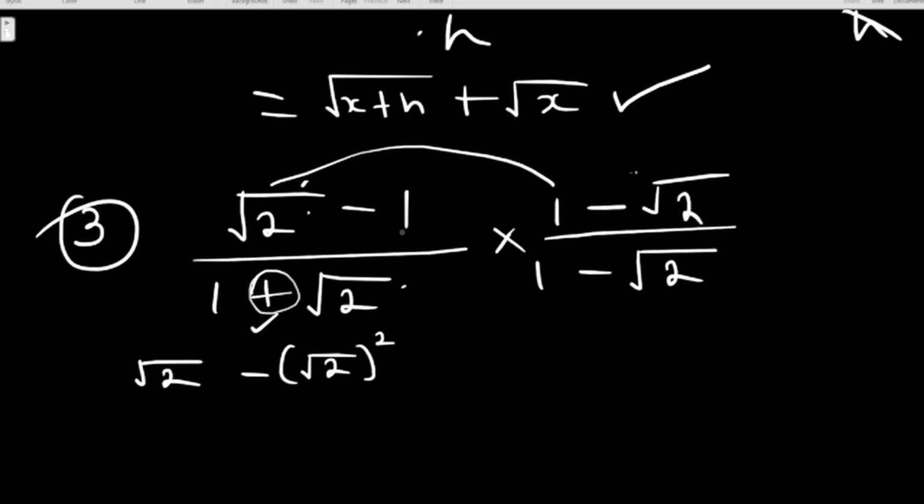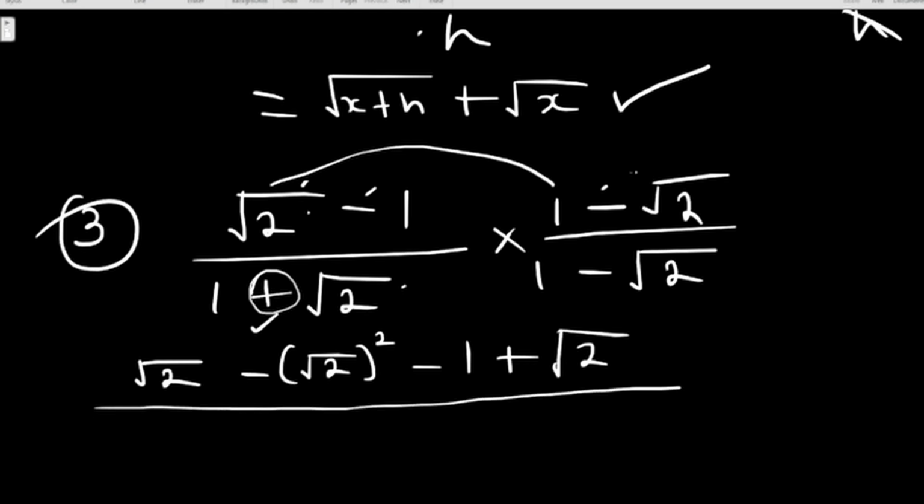Now, next up, negative 1 times 1 will give you negative 1, and then negative 1 times negative root 2. So minus times minus will give you a plus, and then 1 times root 2 will give you the square root of 2. It's just the same, no difference. All over.